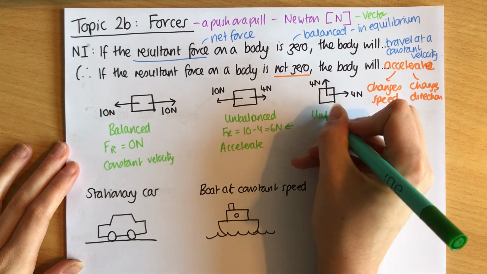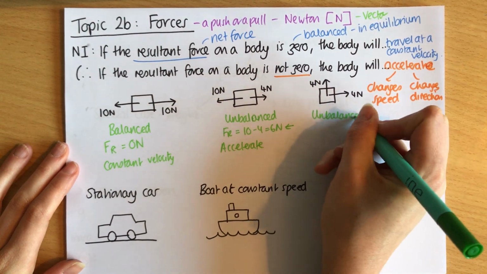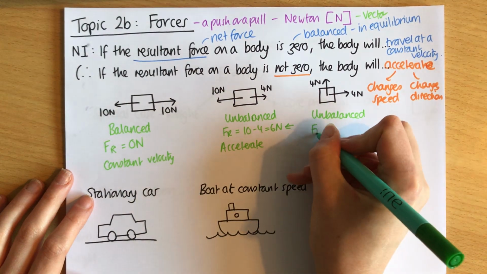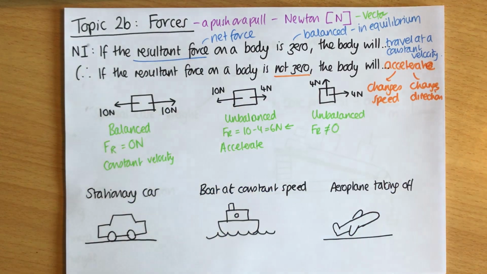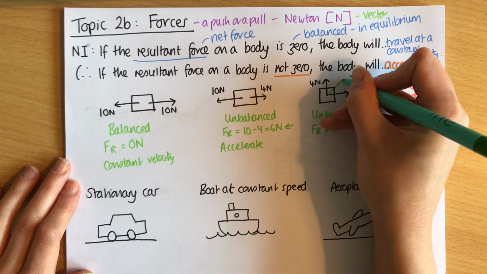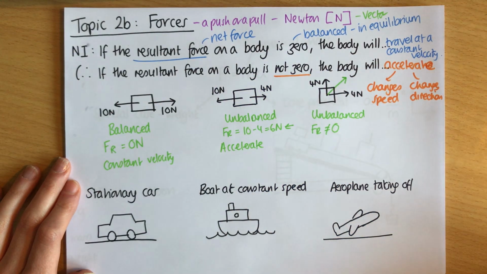This is unbalanced because they're not in opposite directions. And for forces to balance each other out, you've got to have them in opposite directions. So the resultant force here is not zero. Now, you don't need to know in this section how to work out the resultant force, but you can hopefully work out the direction it would be, and it would be in this direction here.